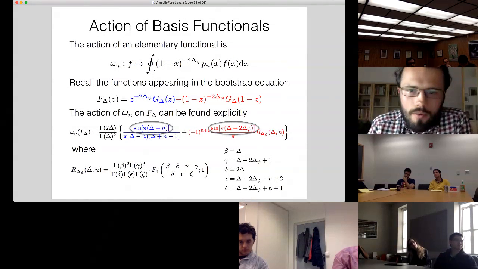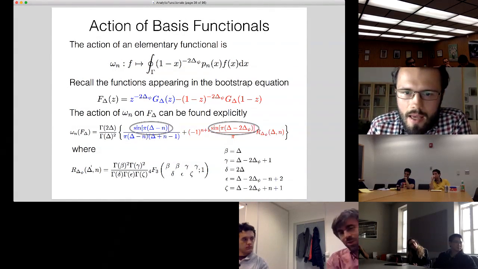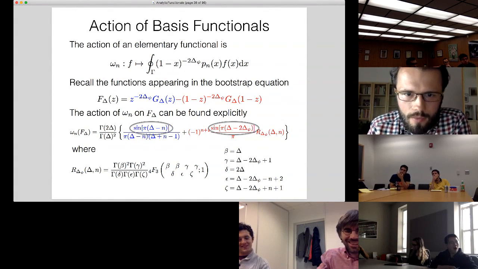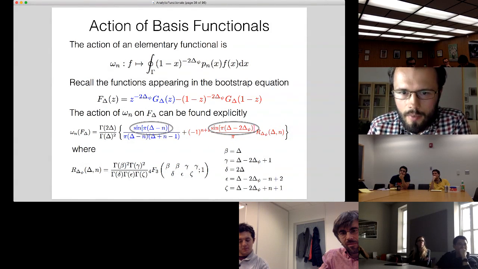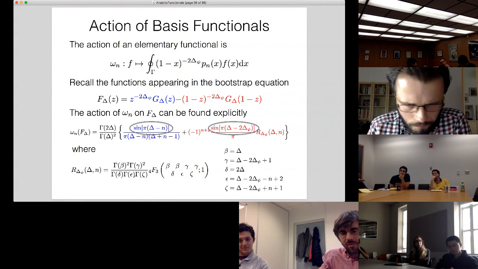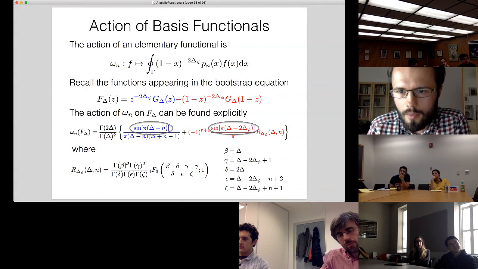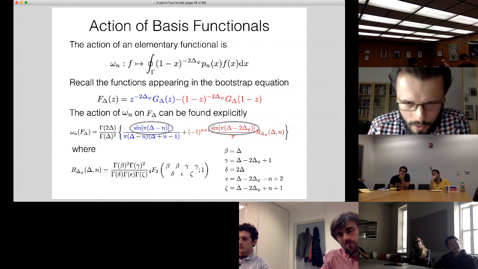Now that we see how the action works, it will be useful, or actually necessary, for my approach to specialize to the case when these oscillating factors are in phase as a function of delta. So this happens precisely when 2 delta psi is an integer, but delta psi should be positive by unitarity. So in the rest of the talk, I'm going to specialize to the case when 2 delta psi is a positive integer.